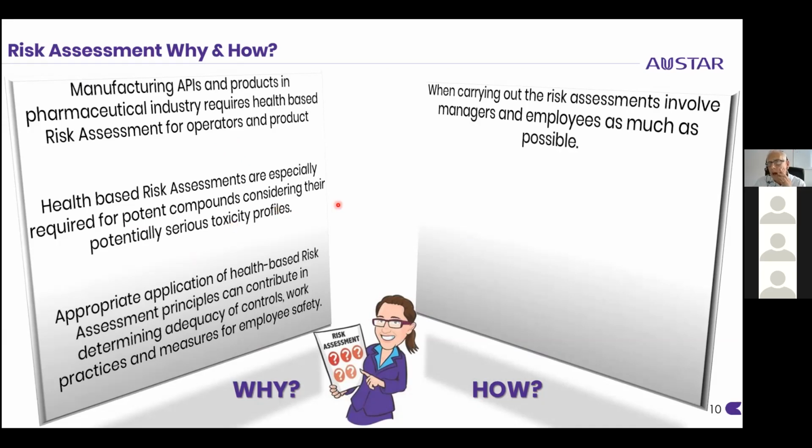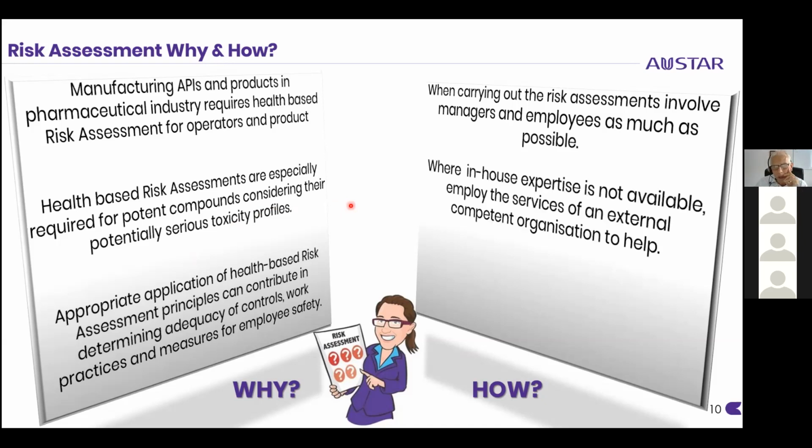So when you carry out a risk assessment, it's good practice to involve managers and employees, such as operators, as much as you possibly can. So you get a good cross-reference of employees that can all contribute towards determining the solution. If there's not any expertise in-house, there is a lot of external organizations that will help out.